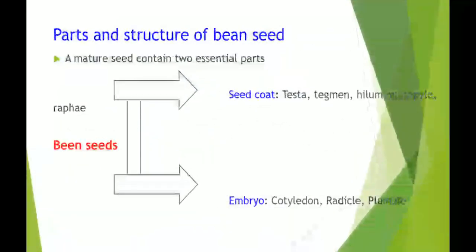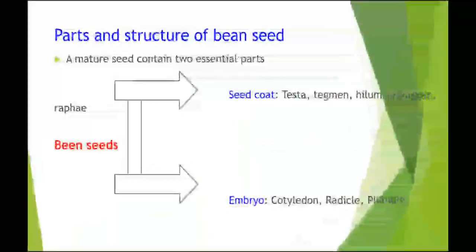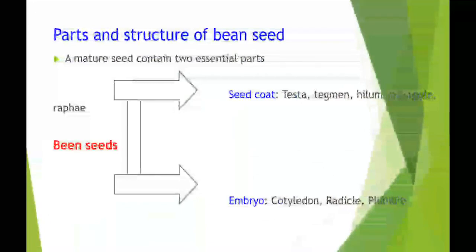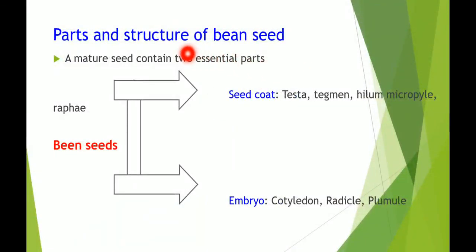Now, parts and structure of bean seeds. A mature seed contains two essential parts. This bean seed is non-endospermic in nature, and in your syllabus, two structures are explained. First one is bean seed, and second one is maize. The seed has two parts, that is seed coat and embryo. The seed coat includes testa, tegmen, hilum, micropyle, raphe. All of these actually come under the category of seed coat.